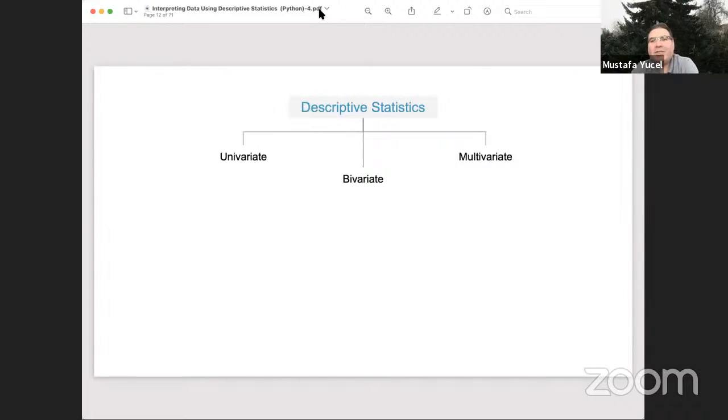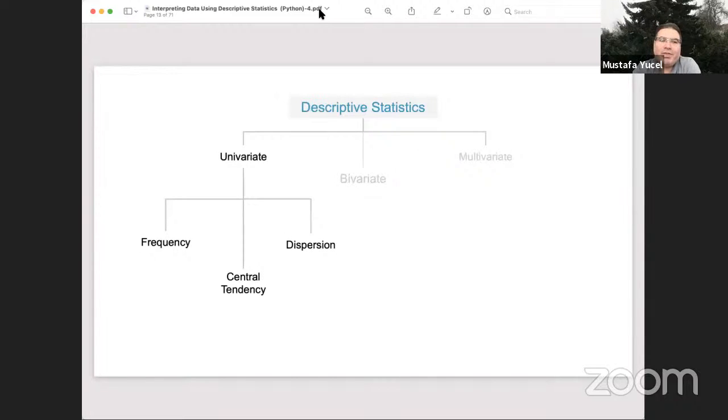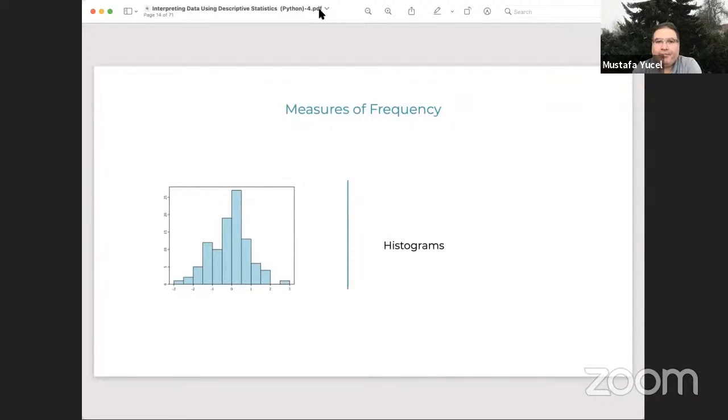When we say descriptive statistics, we will deal with univariate, bivariate, and multivariate statistics. Here in univariate, we will first check frequency, central tendency, and dispersion of data. Measures of frequency, the first one is the histogram.